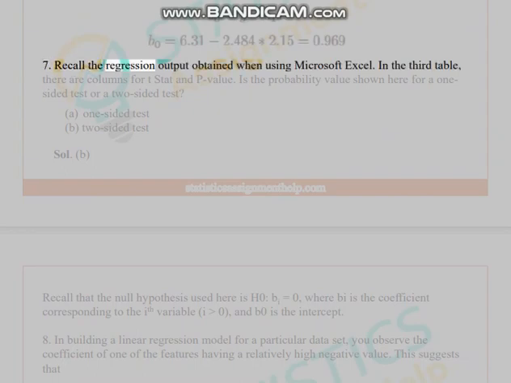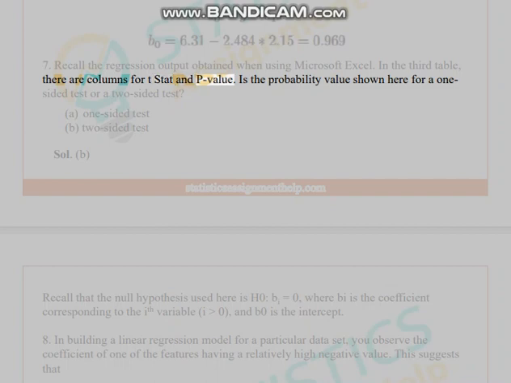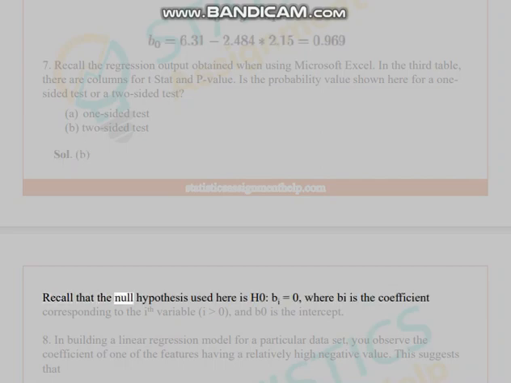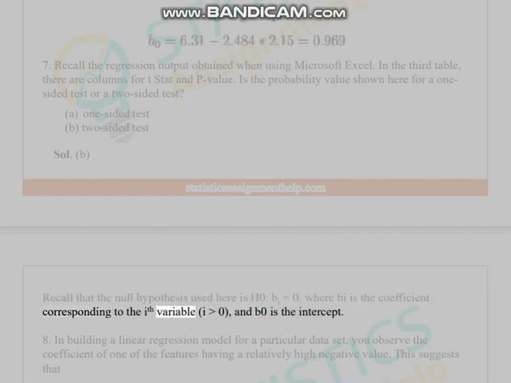7. Recall the regression output obtained when using Microsoft Excel. In the third table, there are columns for t-stat and p-value. Is the probability value shown here for a one-sided test or a two-sided test? A. One-sided test. B. Two-sided test. Sol B. Recall that the null hypothesis used here is H0: bi equals 0, where bi is the coefficient corresponding to the ith variable, i greater than 0, and b0 is the intercept.